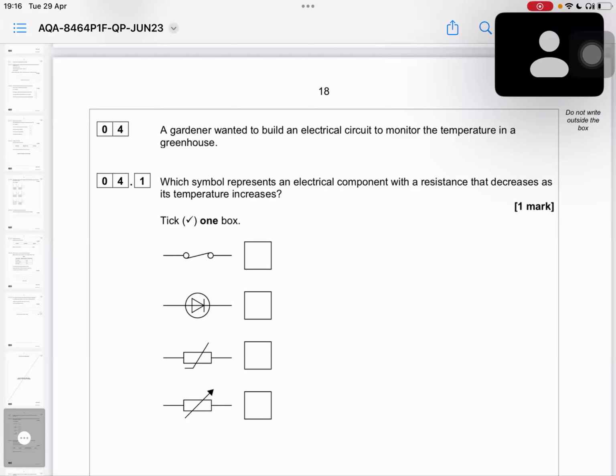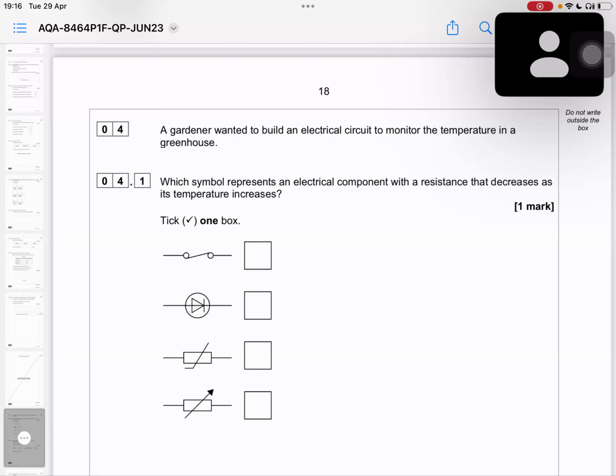Okay. What's this one talking about? Symbols. Okay, before we go to that one, it said Ghana wanted to build an electrical circuit to monitor the temperature in a greenhouse. Which symbol represents an electrical component with a resistance that decreases as temperature increases? I think it is the last one.